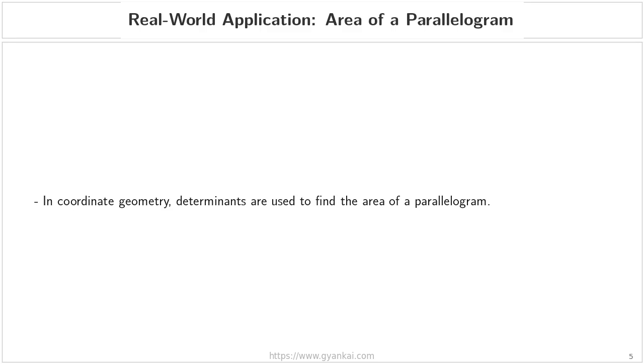Real-world application, area of a parallelogram. Now that we have mastered the formula and the step-by-step process, let's look at why this matters in the real world. Determinants aren't just abstract numbers. They have powerful applications in coordinate geometry, specifically for finding the area of a parallelogram.